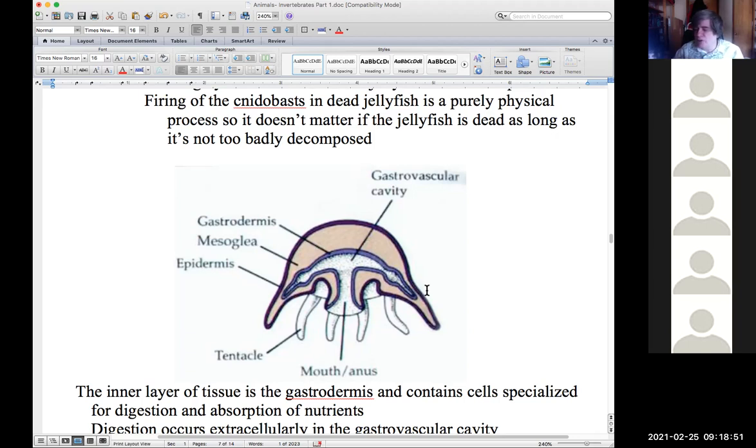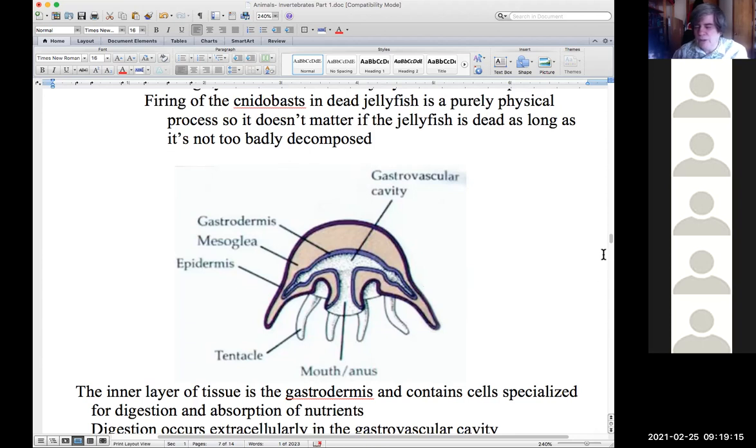Remember with sponges, we said sponges are really just colonial organisms. Remember they had those pinocytes on the outside, they had choanocytes on the inside, but they don't have different types of pinocytes. They don't have different types of choanocytes. So to be a tissue, you have to be able to have different types of cells.